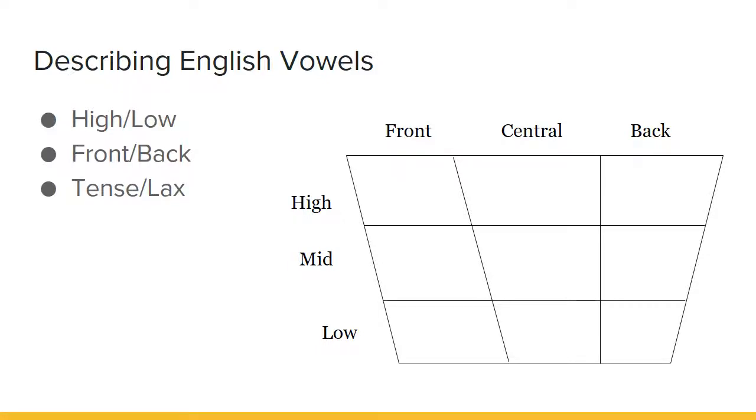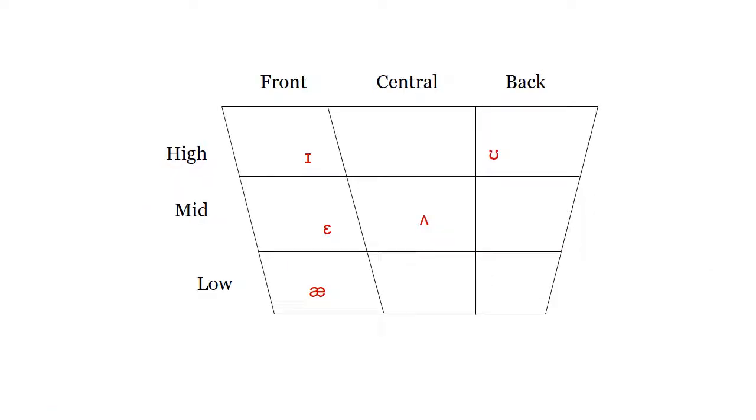So the front is the front of the mouth near the teeth, and the back is closer to the throat. The high is the roof of the mouth, and the low part is along the bottom of the mouth and the jaw. Here are a set of vowels that are common in English, and we can see how they're placed within this chart to represent where the tongue and the mouth should move to create the vowels.